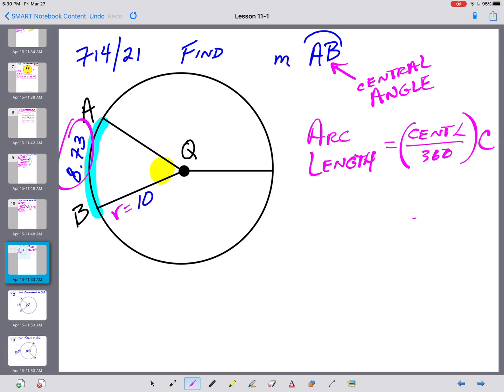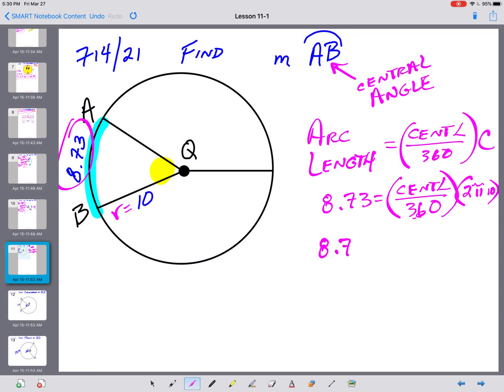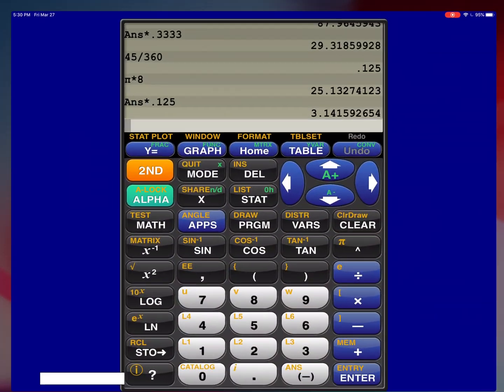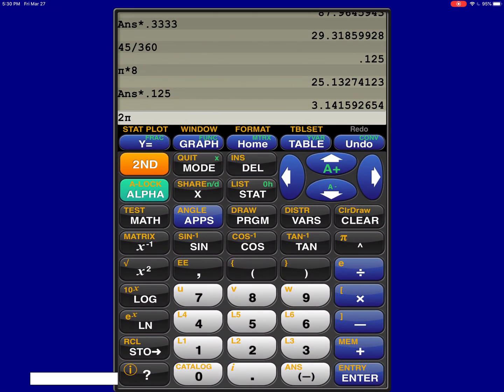Arc length, there it is, 8.73. We do not know the central angle, so that's going to be our unknown, over 360. Circumference, they gave us the radius, so let's use 2 times pi times the 10. 8.73 equals central angle over 360 times 2 times pi times 10. In the calc, 2 times pi times 10 is 62.83.